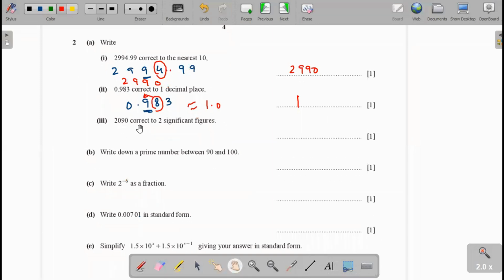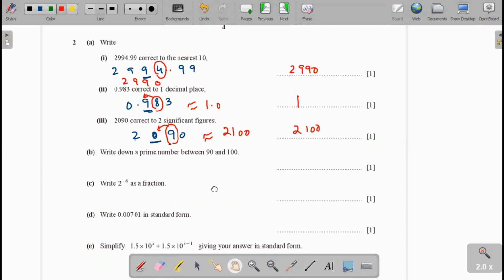Now go to the third part: 2090 to two significant figures. See here, this is the first and the second SF value. This number 0 is the digit where the value is 2 SF. Now we see here the neighboring digit is more than 5. Therefore, we add 1 to this value. The answer becomes 21, and we place 00 as a placeholder. Therefore, 2100 is the answer.